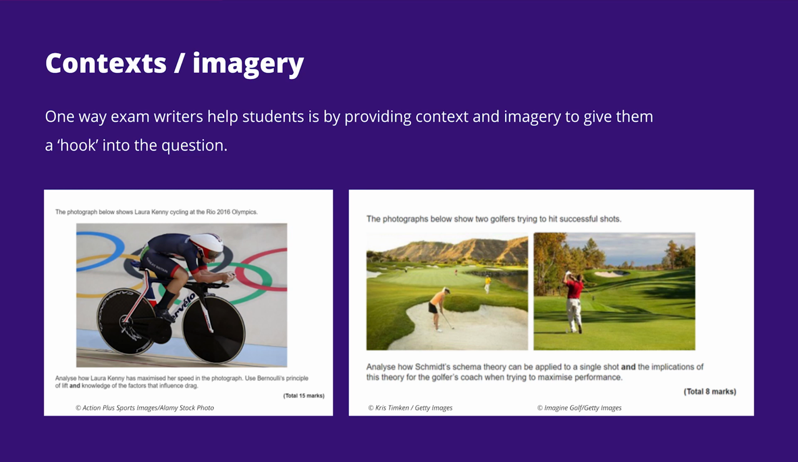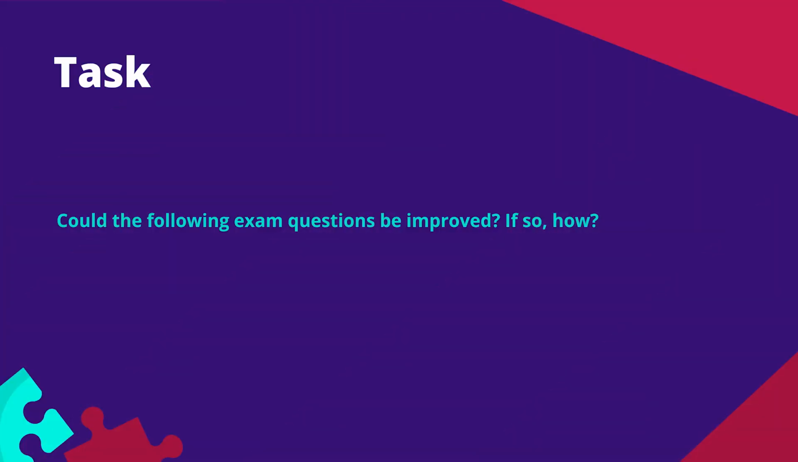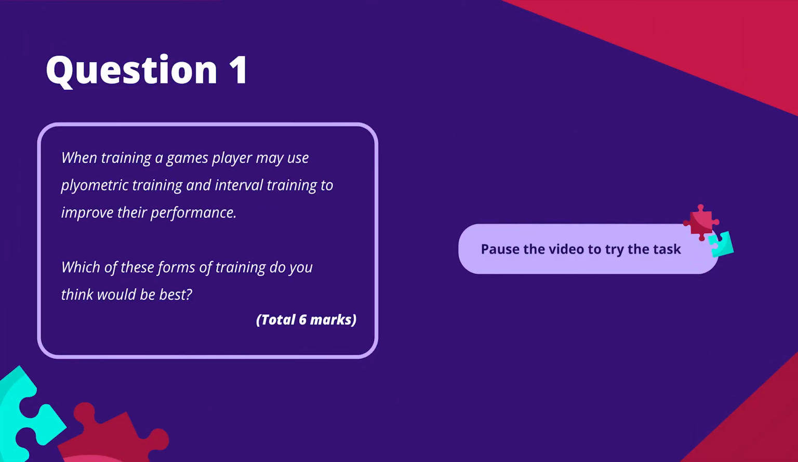Similarly, on the right, while many students will know what golf is, applying it to Schmidt's schema theory requires them to have some understanding of the different environments which golfers may find themselves in. As such, images were provided to give them some examples. The following slides contain 3 examples of questions which may or may not require editing. Take some time to look at this item and consider what feedback you would offer to the writer to improve it.